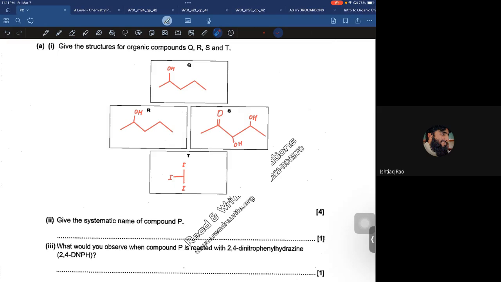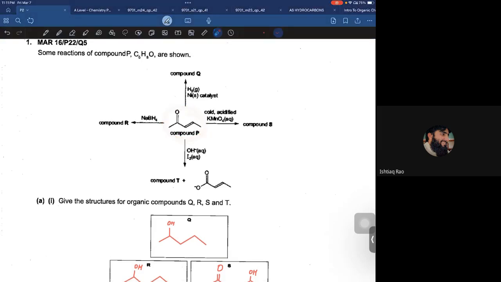Give the systematic name of P. So what am I supposed to write? What is your P? So P is this. What is supposed to be? Any idea? IUPAC naming. I told you.